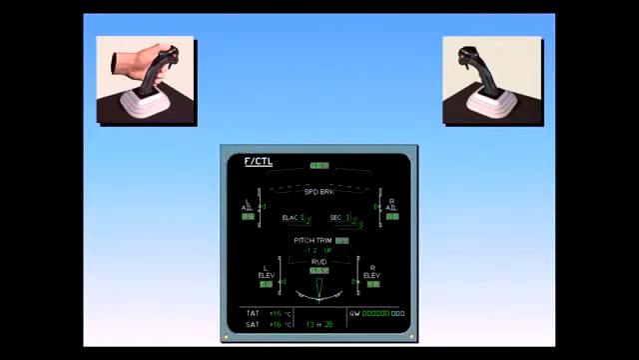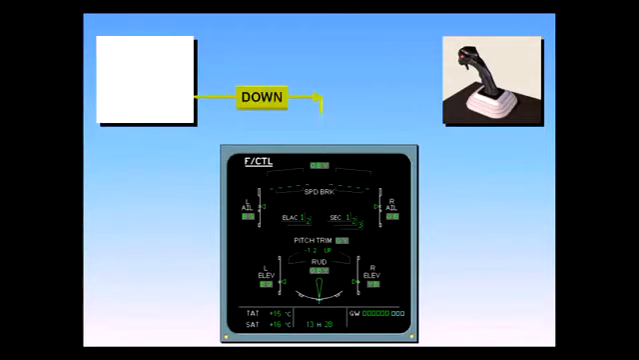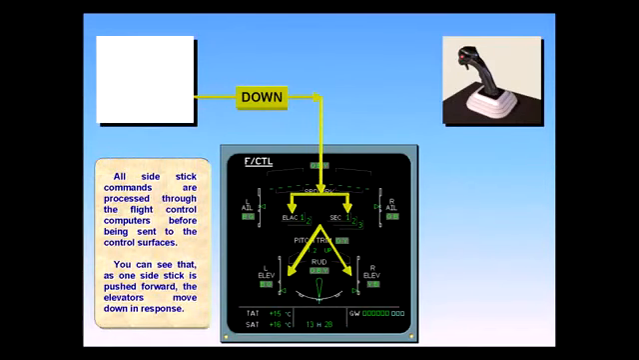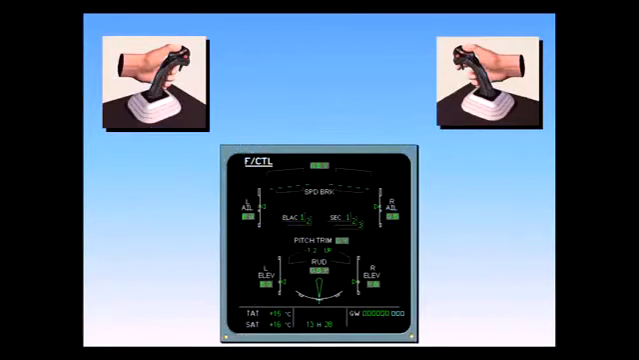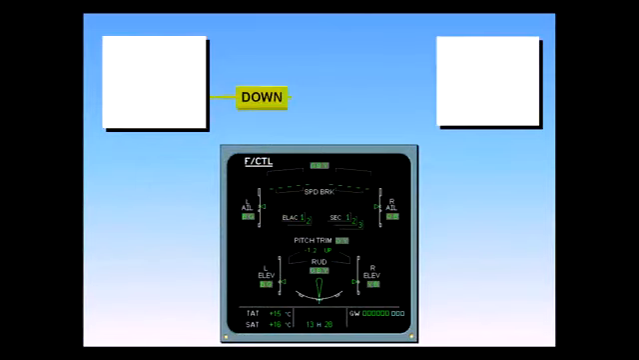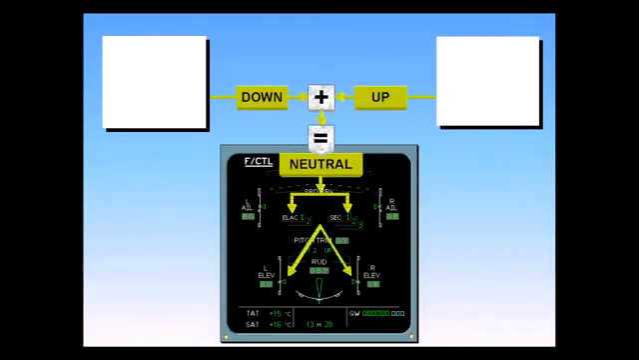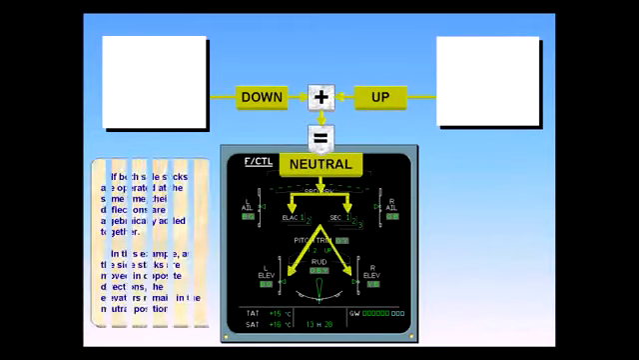All side stick commands are processed through the flight control computers before being sent to the control surfaces. You can see that as one side stick is pushed forward, the elevators move down in response. If both side sticks are operated at the same time, their deflections are algebraically added together. In this example, as the side sticks are moved in opposite directions, the elevators remain in the neutral position.